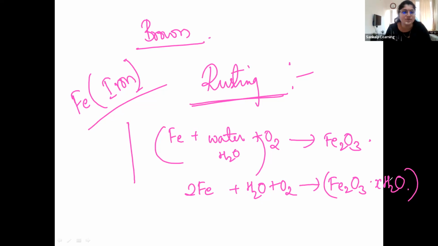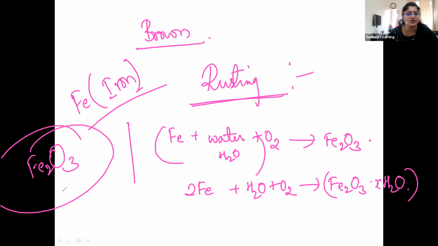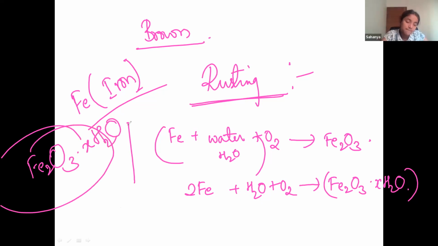In the atmosphere, iron will be reacting with water as well as the oxygen which is present in the air. Water reacts in the form of moisture, so it forms hydrated iron oxide, ferric oxide, because moisture is present in the air along with oxygen. So this Fe2O3 will be called hydrated ferric oxide because ferric oxide will be associated with water molecules.